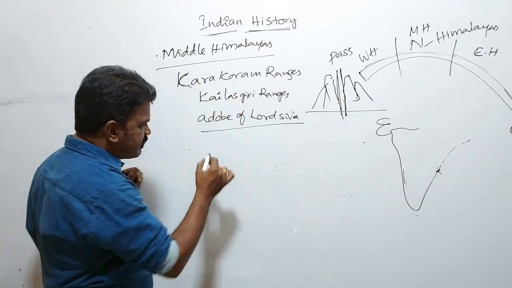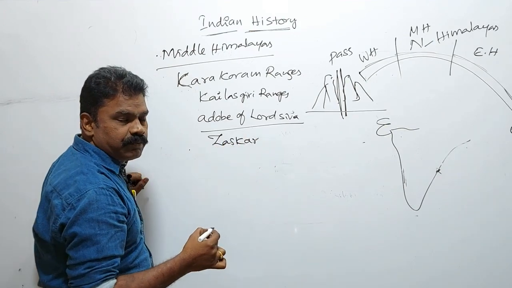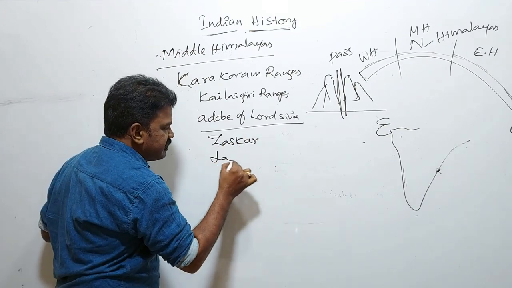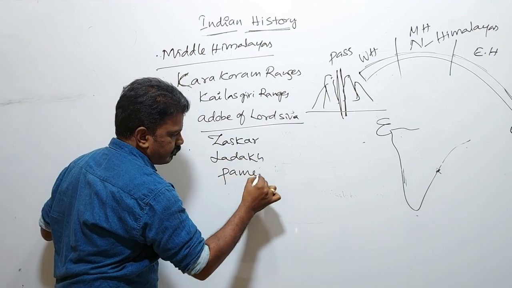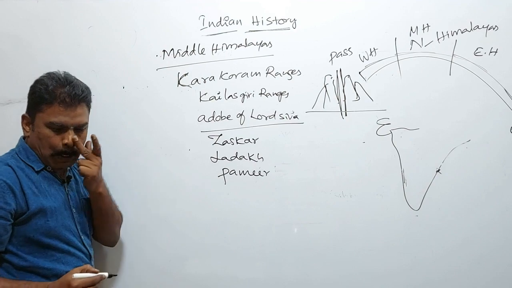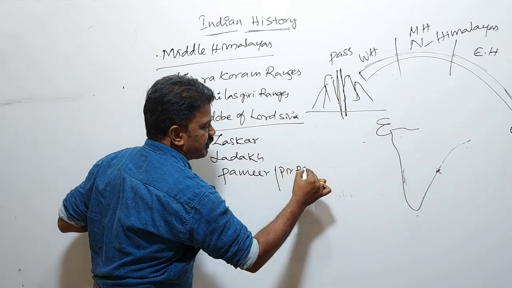After the Karakoram ranges, there are the Zaskar ranges, Ladakh ranges and Pamir ranges, or these are called the Pir Panjal ranges.